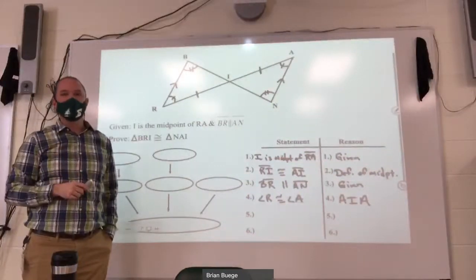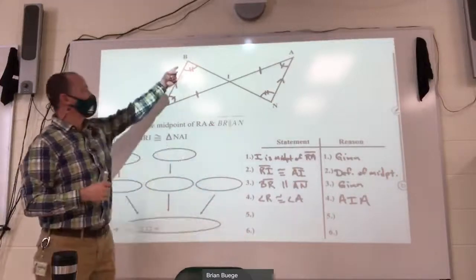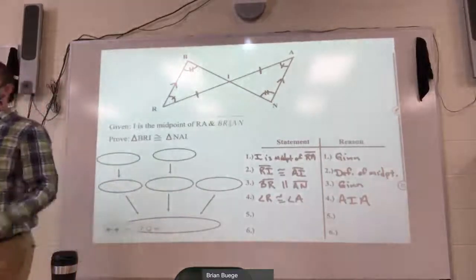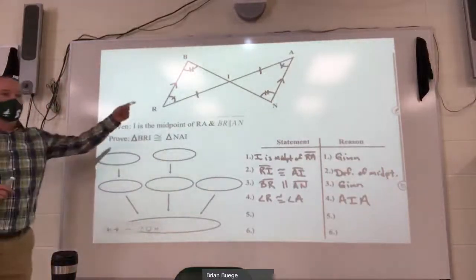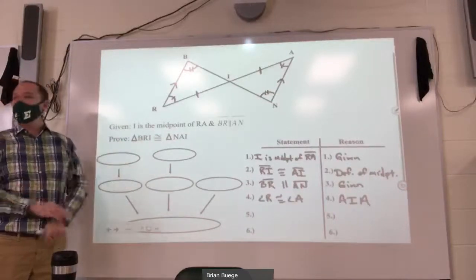That's another set of alternate interior angles. So that could be step 5 right there. You could say angle B congruent to angle N because of alternate interior angles. And therefore, the triangles are congruent because in the picture, what do you have?